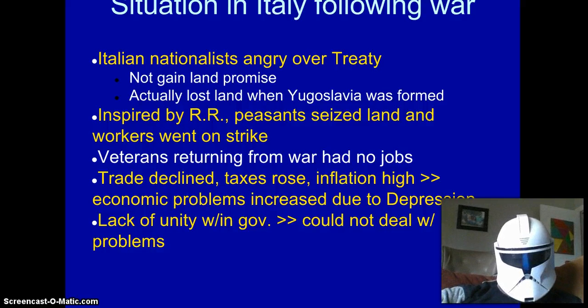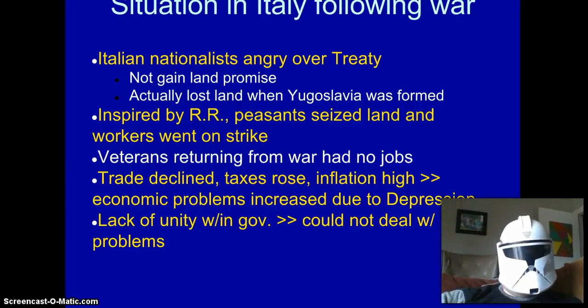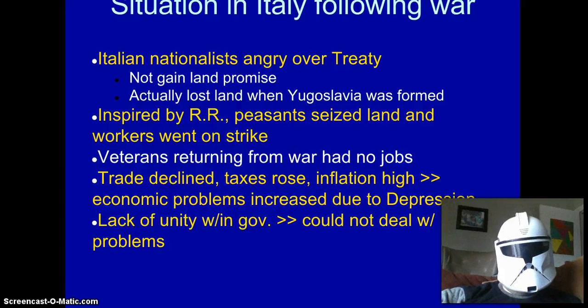Veterans didn't have jobs. This happens more often than not because somebody else takes their jobs while they're gone. Trade declines, taxes rise, and inflation is high. This is never good. So they couldn't deal with everything because there were too many different ideas about the situation, and they wanted a type of unity that they couldn't get from anywhere else.